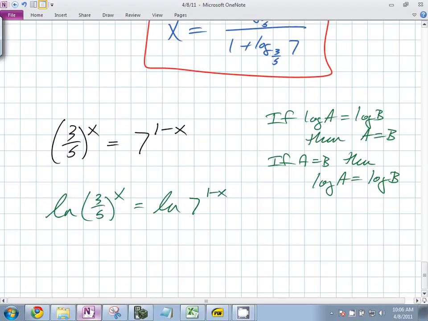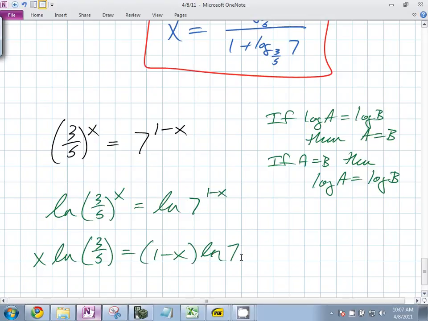You can take the log of both sides. Why did I do that? Now what can I do? Set 3 over 5 to the x equals 7 to the 1 minus x. Combine. Put the x in the front. Thank you. x ln 3 over 5 equals 1 minus x ln 7.